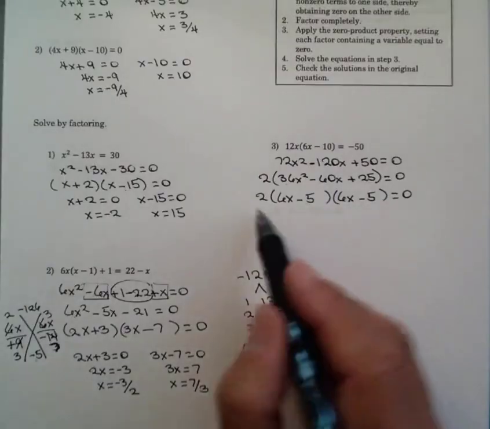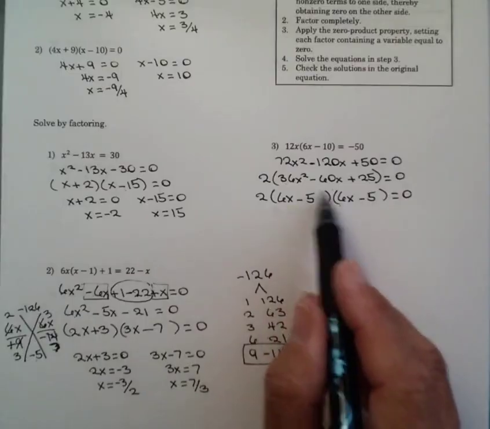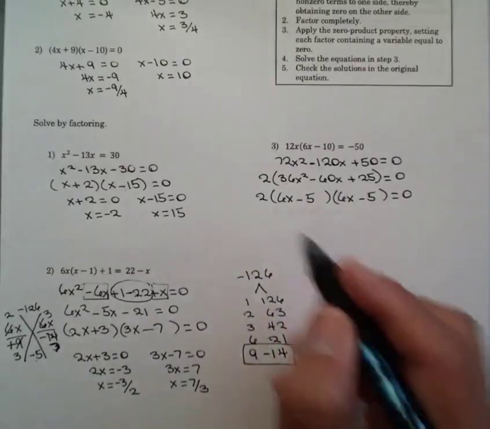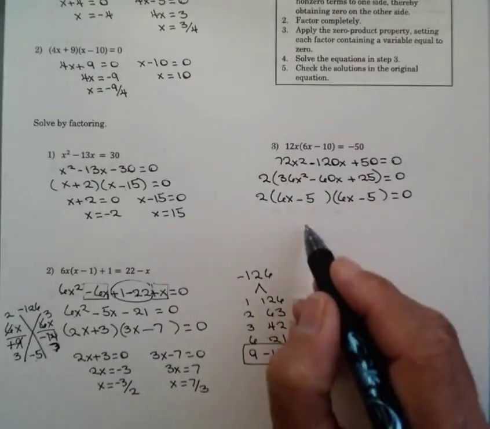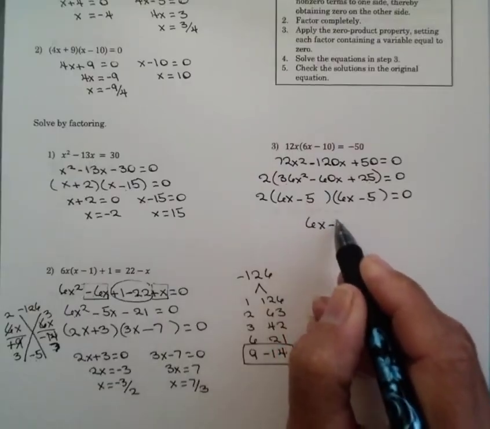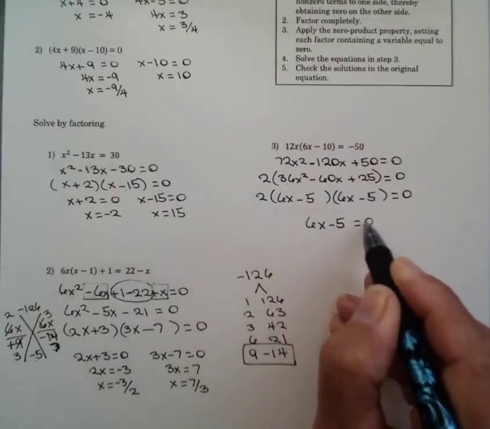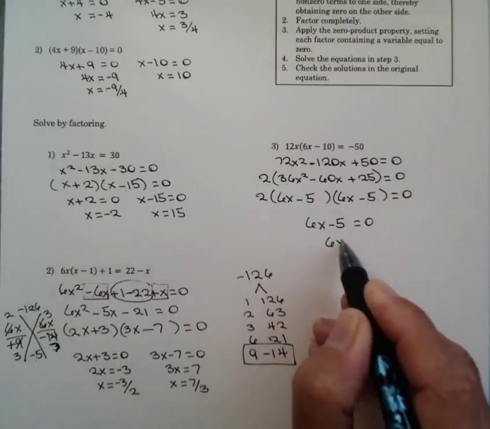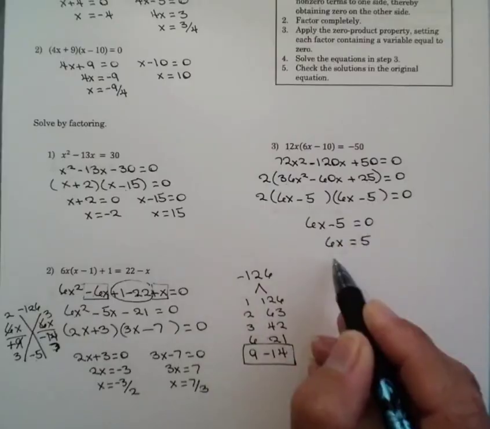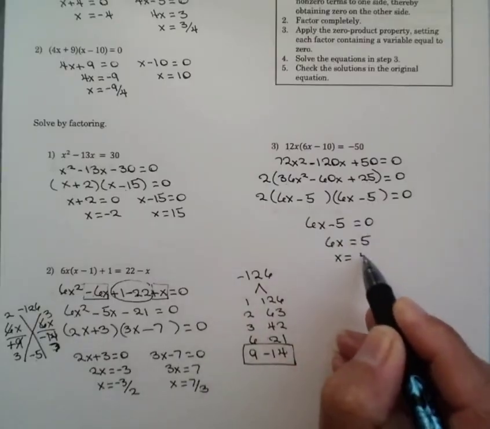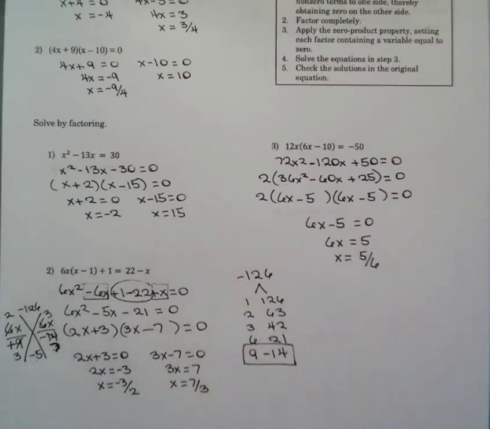And then you've just got really 2 times 6x minus 5. You could say squared up here, couldn't we? So I really have two factors, but they're both the same. So it's the same solution. I'll just set that solution to 0 and find out what it is. And I'm doing everything that you know how to do. That solution came out to be 5 over 6, 5/6.